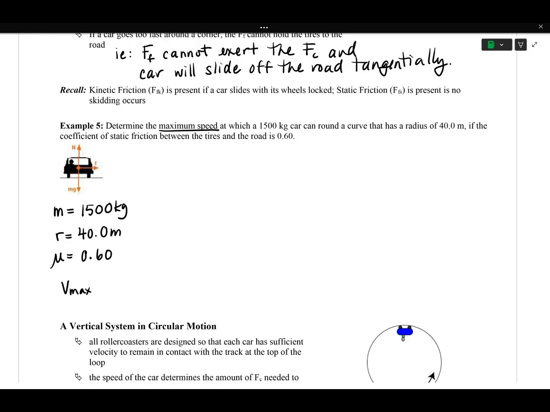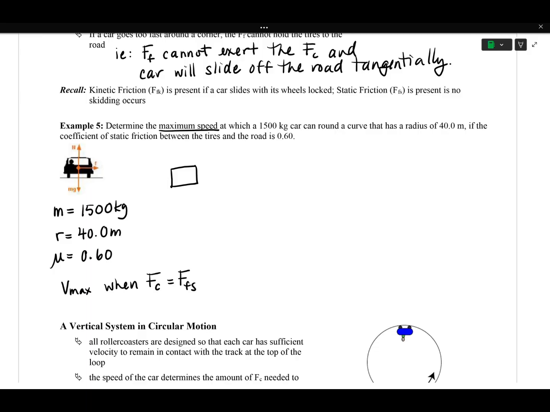So we want our V max, which is really a circular speed, when our centripetal force is equivalent to the static force of friction, right? Because we don't want the car to slide off the road. So because we're now dealing with static friction forces, we need to draw a free body diagram because we need to know what the normal force is going to be. So let's start off by drawing our free body diagram.